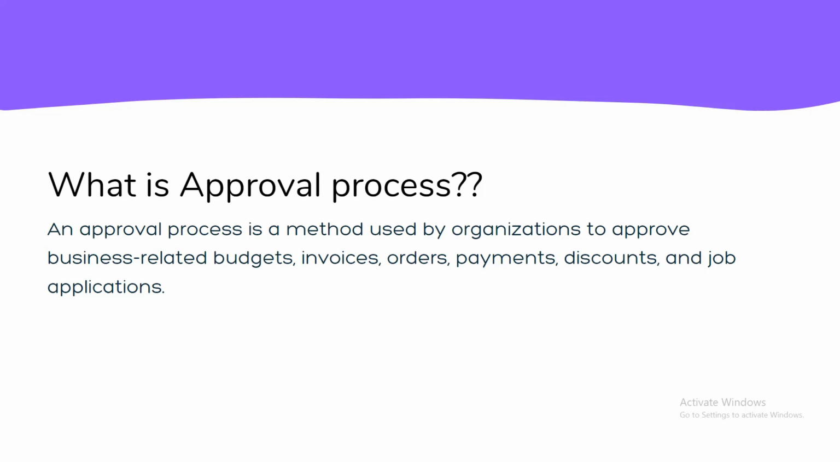Like job applications, you know that first of all it's read by the HR, and if the HR approves it, then it goes to the technical team who takes the interview, or the manager who approves the candidates for the interview. Then it goes to the team where the interview is held, and then the manager approves or denies the application. It is the same in the case of budgets, invoices, orders, payments, etc. Right? So let's see it in our org.